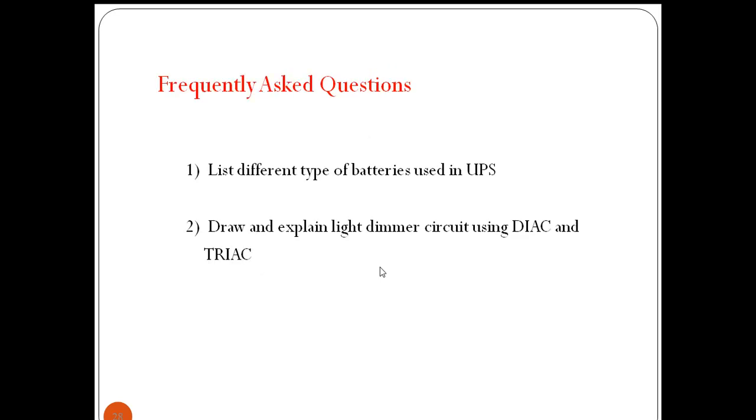So option C. In today's video class, the frequently asked questions are: list the different types of batteries used in UPS. We have to write the different storage batteries: sealed maintenance-free batteries and lead acid batteries. Next, explain the light dimmer circuit using diac and triac. First, we have to draw a neat circuit diagram, mention the components existing in it, and explain the operation.